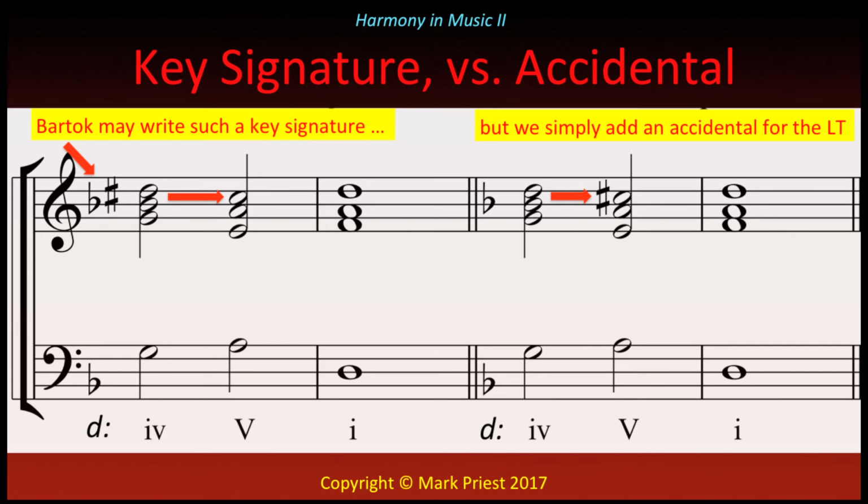Some modern composers have experimented with mixed key signatures, Bartók for one, but at this level of our study we simply add an accidental whenever we need the leading tone in minor. The minor key retains the key signature of its relative major.